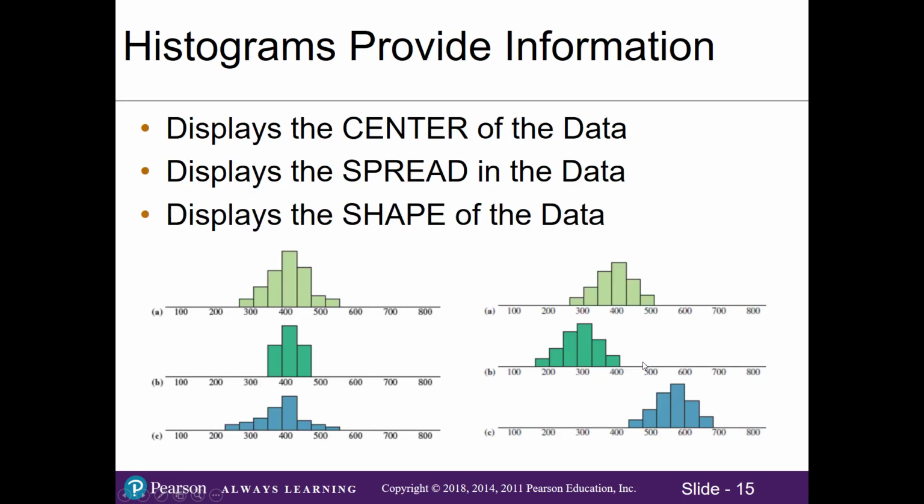So what does a histogram provide us? It tells us where the center of our data falls within a number line. It shows us the spread, or how wide it goes, and it shows us the shape. Is it symmetrical? Is it skewed?